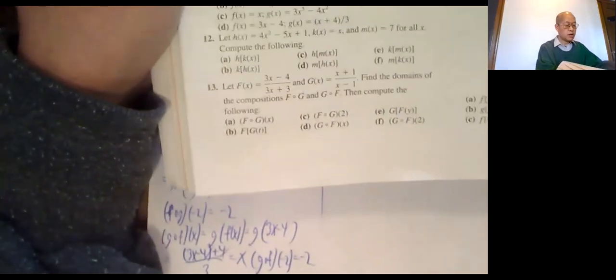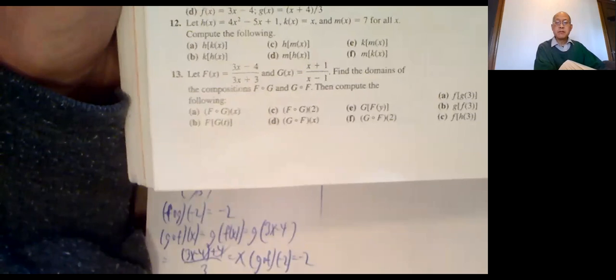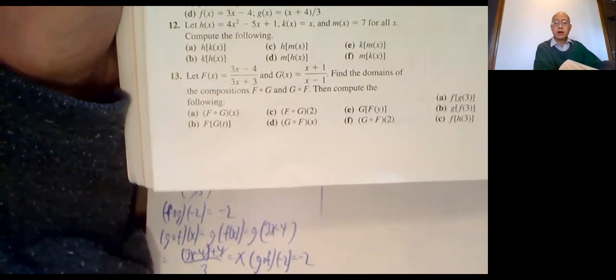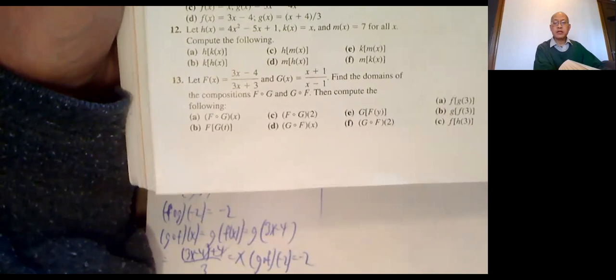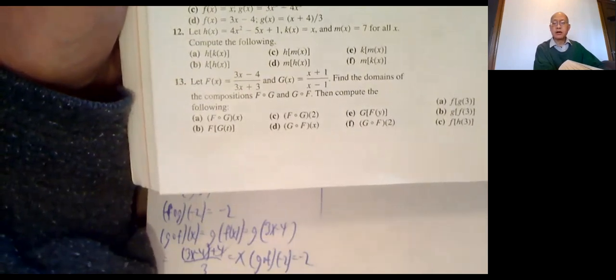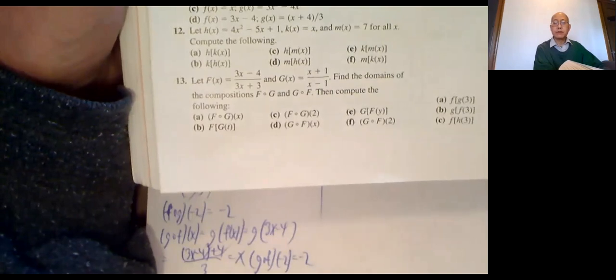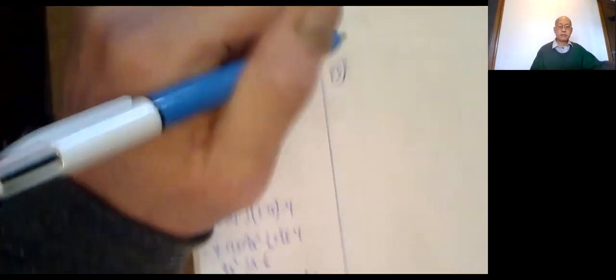Okay, I'll do a little bit of 13. All right. So they got f and g. Find the domains of f circle g and g circle f, and then compute all of the following. Okay, so it looks like a slightly more complicated function. Let's see if we can make heads or tails out of it.